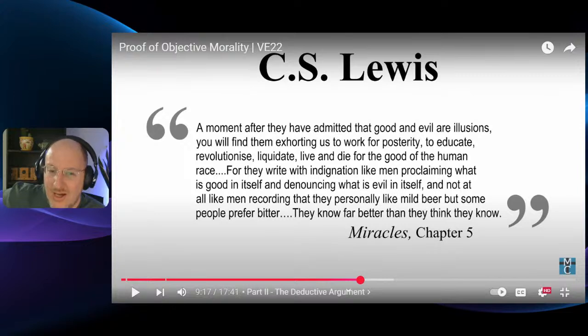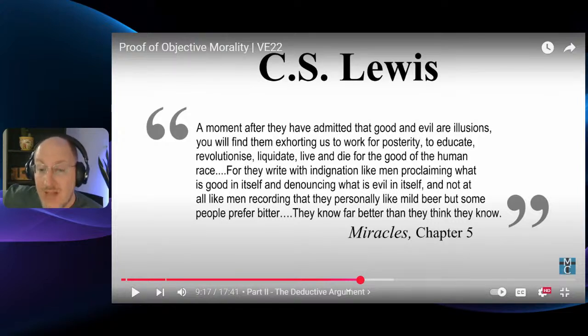Let's read it. A moment after they have admitted that good and evil are illusions, you will find them exhorting us to work for posterity, to educate, revolutionize, liquidate, live and die for the good of the human race. For they write with indignation like men proclaiming what is good in itself and denouncing what is evil in itself. See, this is the nonsense that comes in. Bullshit, C.S. Lewis. You're wrong.